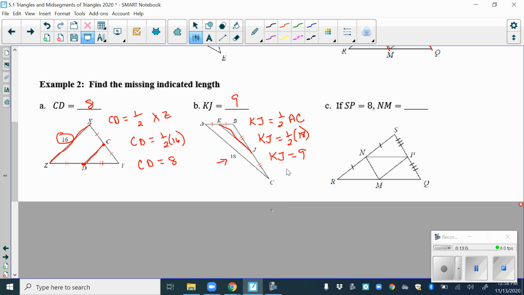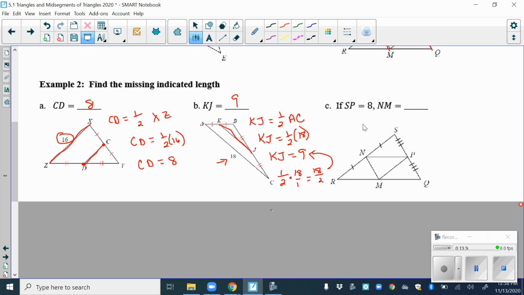If you want to do that, to remind you of your fraction rules, if you do 1/2 times 18, you would put 18 over 1. 1 times 18 is 18. 2 times 1 is 2. 18 divided by 2 is 9. So guys, anytime you just have half of something, divide by 2.